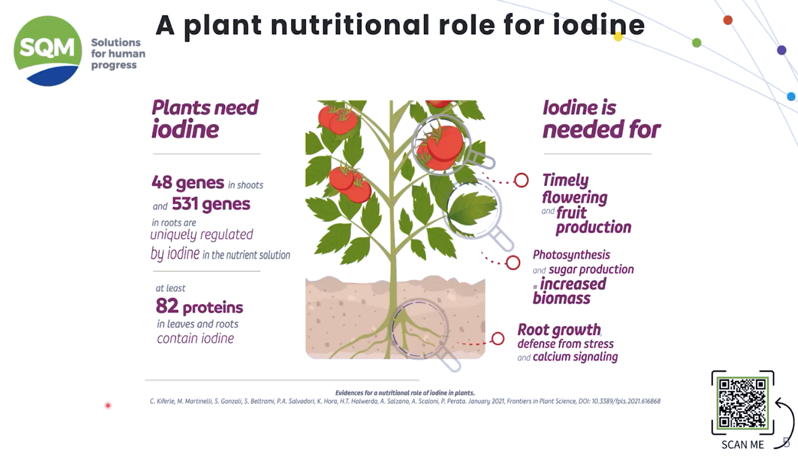And from all this information, we understand that iodine is needed for timely flowering and fruit production. It's important for photosynthesis, which of course means increased biomass, but also a better filling of the fruits because more sugars will be available. But also it's important for root growth and more particularly defense from stress and a process called calcium signaling in the plant, which helps the plant to respond to climate changes. And you can read more about this in this paper, or if you drop a line to Suzette, she will be welcome to share with you some of this basic literature.